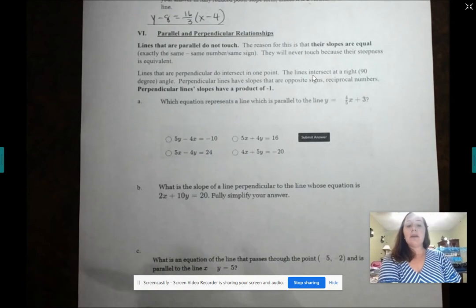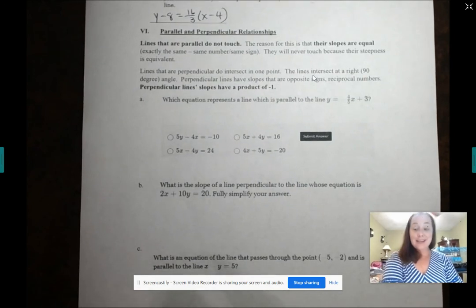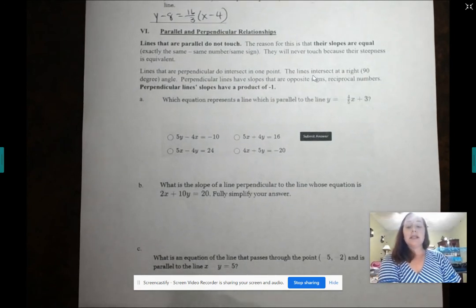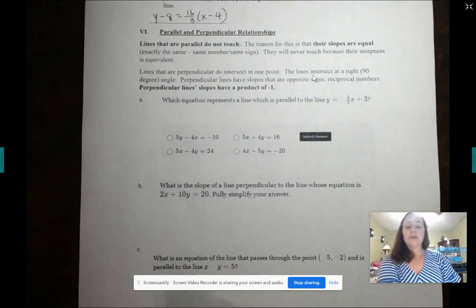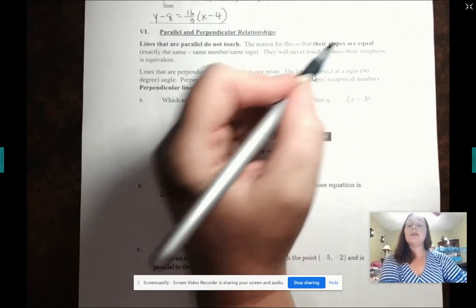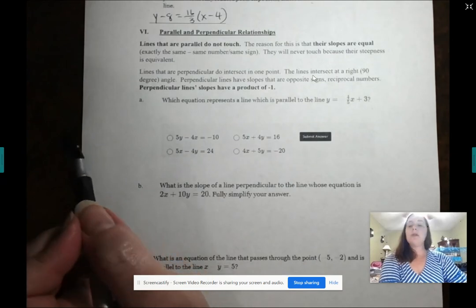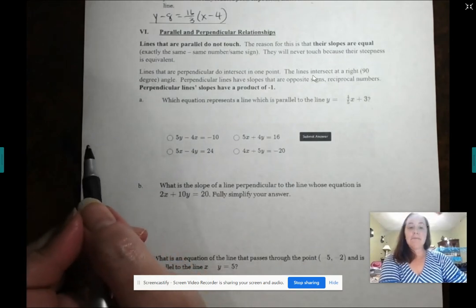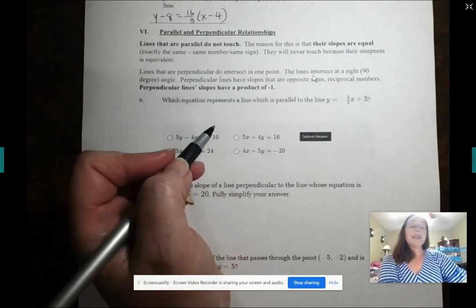Now we need to talk about parallel and perpendicular. Remember that that's a topic you discussed in geometry and in Algebra 1. So we expect you guys to remember that, but we are just going to do a quick review. Remember, lines that are parallel don't touch. It's because their slopes are exactly the same. Same number, same sign, exactly the same. Perpendicular lines, that's not the case.